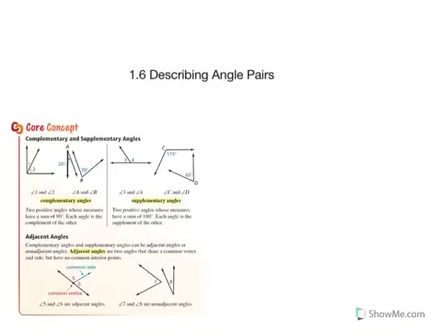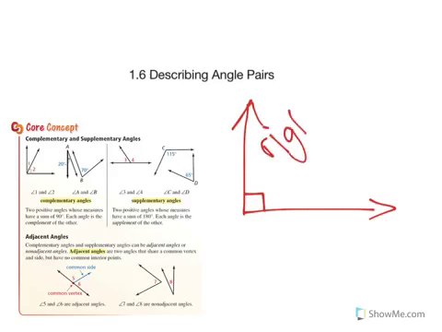Talking about 1.6, describing angle pairs. The first angle pair I want to talk about are complementary angle pairs. And complementary angles, it's two angles that are going to add up to 90 degrees. Okay, 90-degree angle is also called a right angle. So you can also see two angles that add up to a right angle.